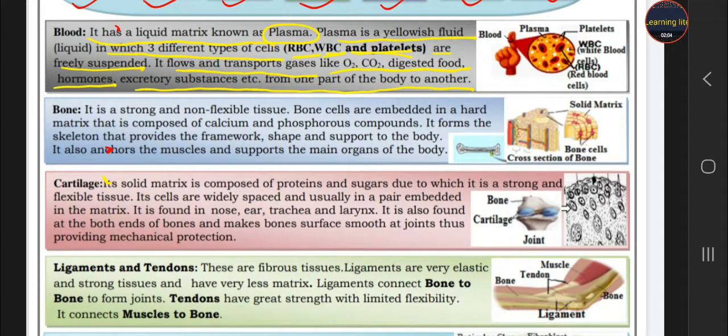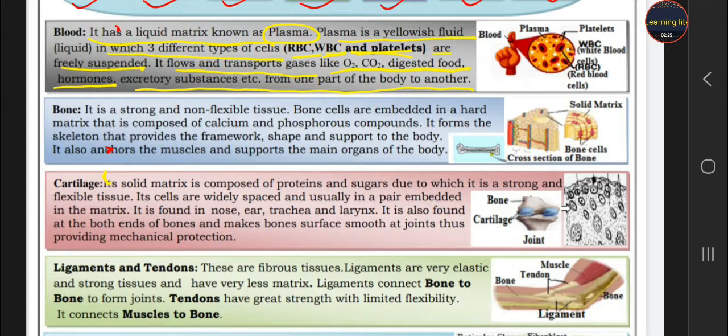So what is RBC? RBC means red blood cells. It imparts red color to the blood. Second one is WBC, white blood cells, which are called the soldiers of the body. And why is WBC called the soldiers of the body, students? Because it protects our body from the attack of foreign particles.